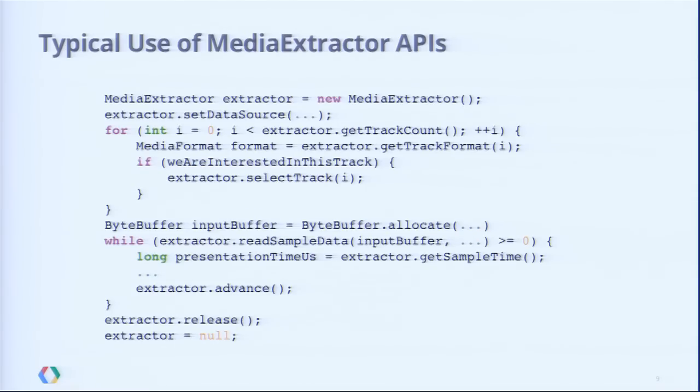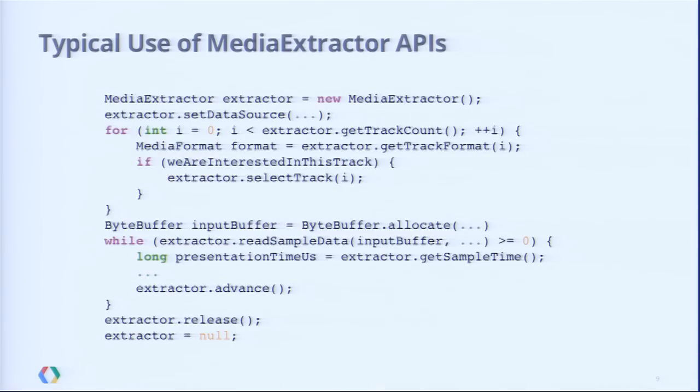Once you select the particular media track you are interested in, you are able to read data from that track by calling readSampleData. readSampleData will read the sample from the given time position into the buffer provided. If readSampleData returns a negative value, that means you have already reached the end of the stream. If it is a positive number, that means the read is successful.